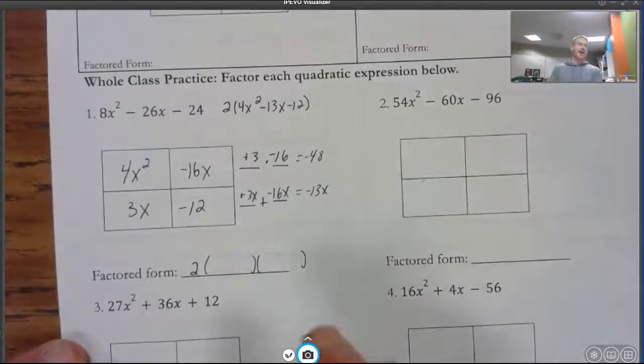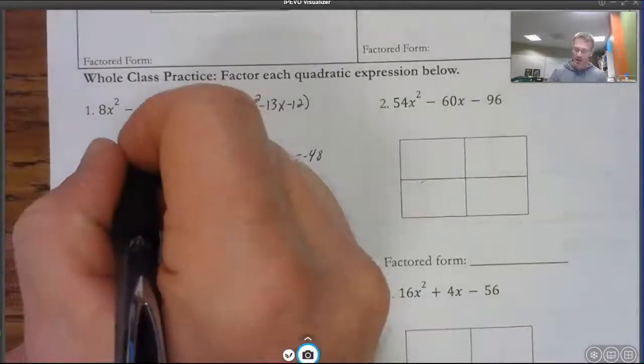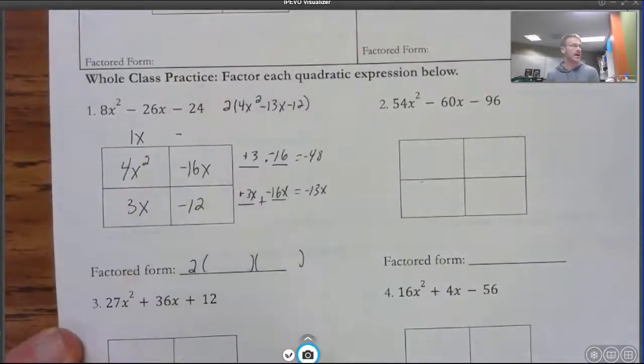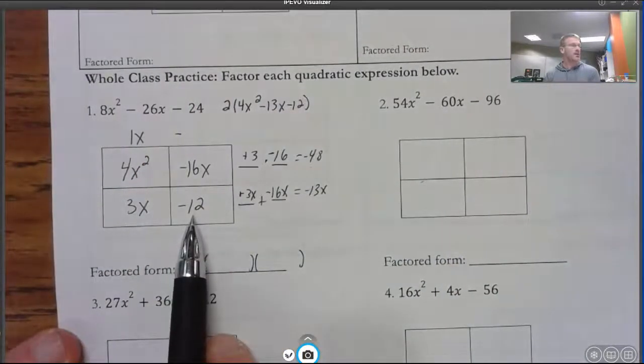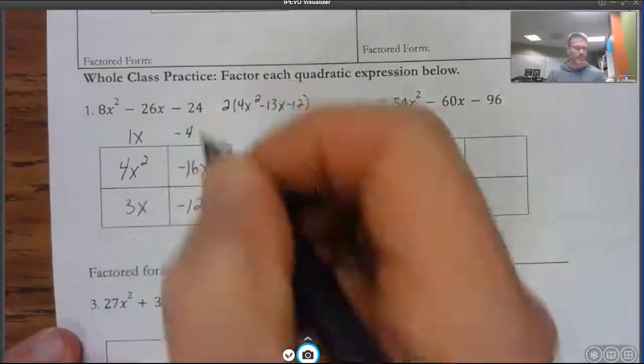And then once again, now we're back to GCF. So when I look at my first column, it's just going to be 1x. When I look at my second column, both items are negative, so I'm going to take that negative out. And I'm going to look at 12. So I have 1 times 12, 2 times 6, 4 times 3. And so the biggest number that goes into 16 and 12 is 4.